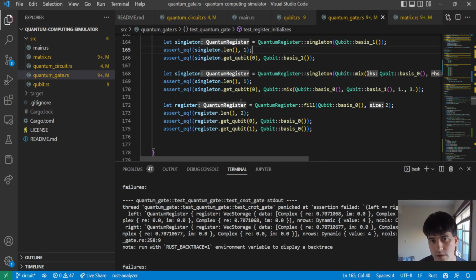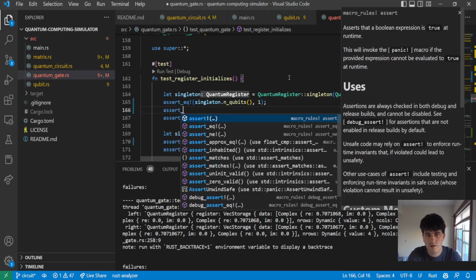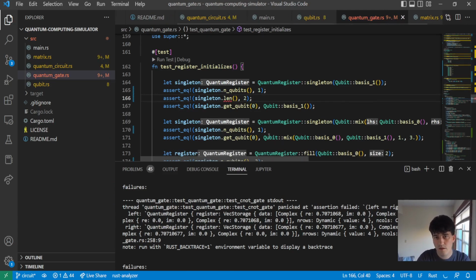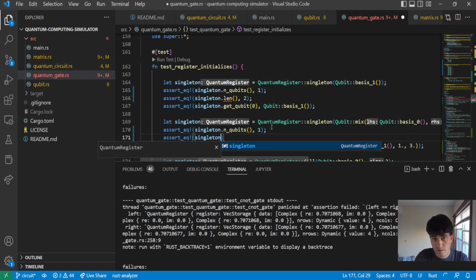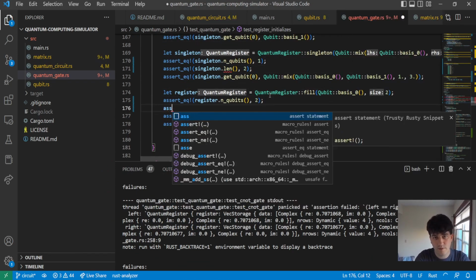One, length one. Okay, so I want to change the name of this function to qubits, n qubits. I want to also be able to say dot length. I don't want that to be 2 here. This is also 2. But this one should be 4.